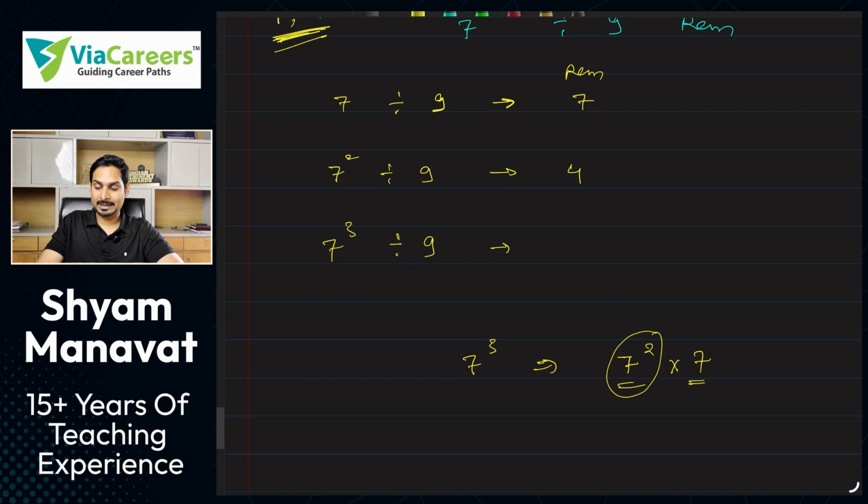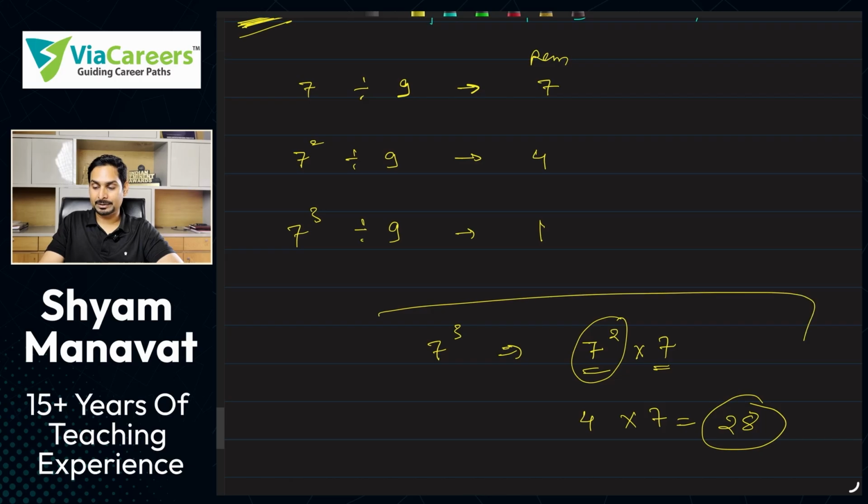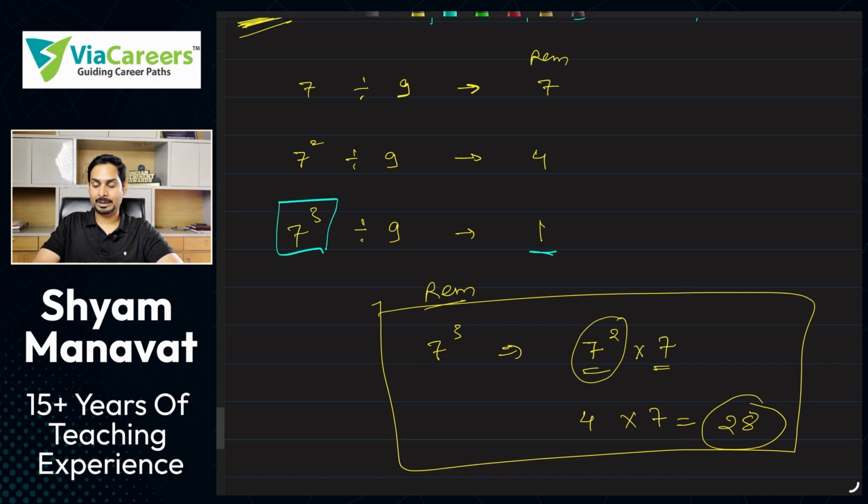I can say 7 square has given me remainder 4. Multiply by 7 is how much? 28. Now 28 is still more than 9, so further divide by 9, and you get remainder 1. So you can use the remainder theorem inside the remainder theorem. No issues. That's what I have done here. Got it?